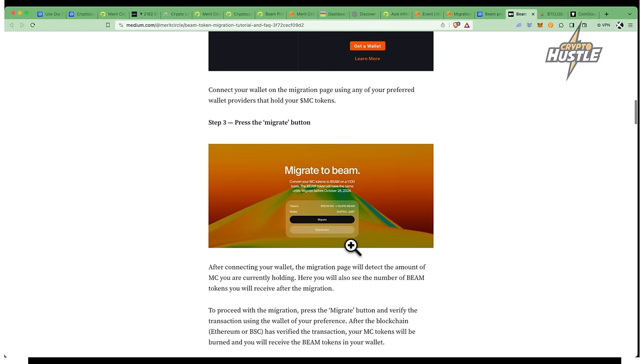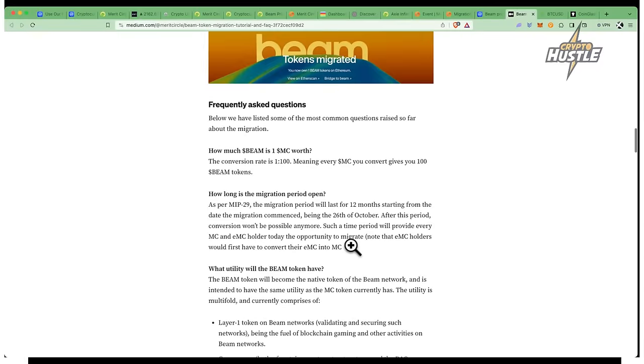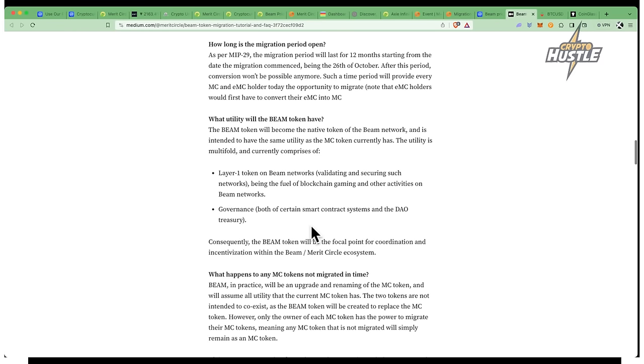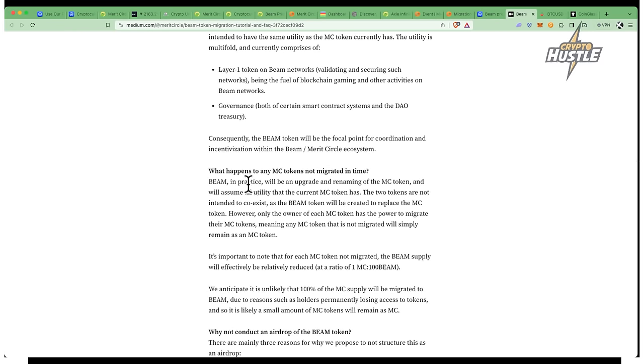There are also frequently asked questions here that you might want to know. How much Beam is one MC worth? Again, one Merit Circle is equal to 100 Beam tokens, because Beam has a higher supply, obviously. The migration period, like I said, is 12 months, and the utility of Beam is exactly the same as the utility of the MC token. And if you don't migrate, your tokens are still going to stay MC.